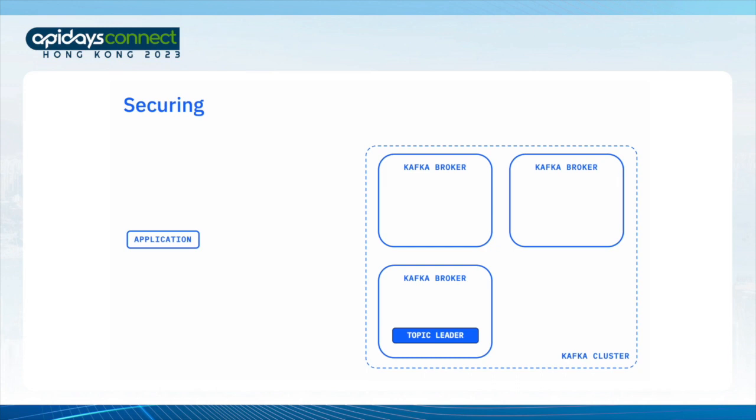Imagine you've got an application that wants to consume messages from a topic on a Kafka cluster. The application doesn't know which of the brokers in the cluster, because Kafka is a highly distributed system. A Kafka cluster is made up of multiple brokers, and the application doesn't know which of these brokers is currently hosting the topic leader. And I say currently because with Kafka this can change over time as things get moved around.